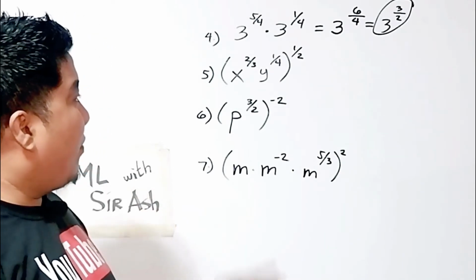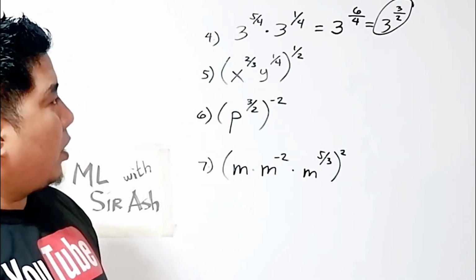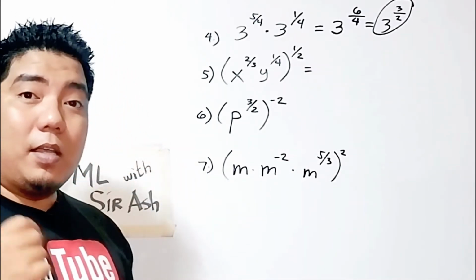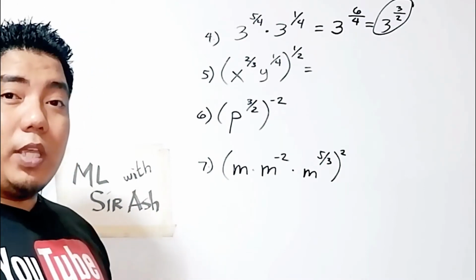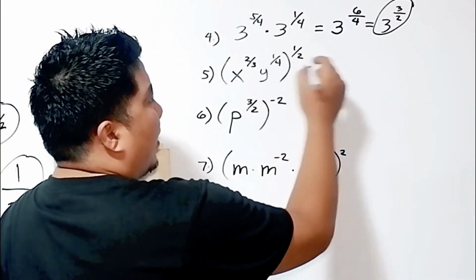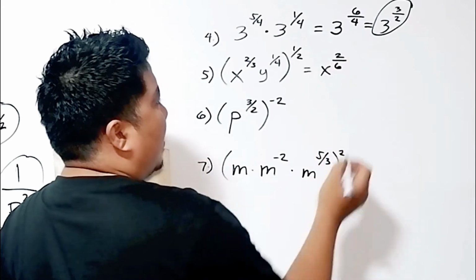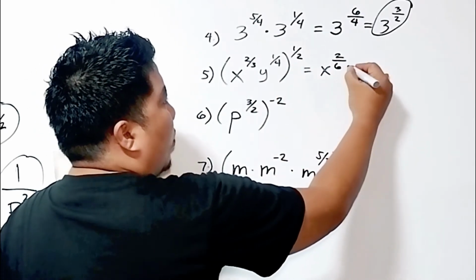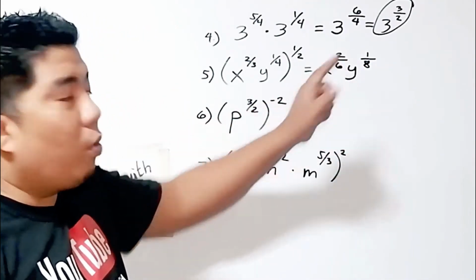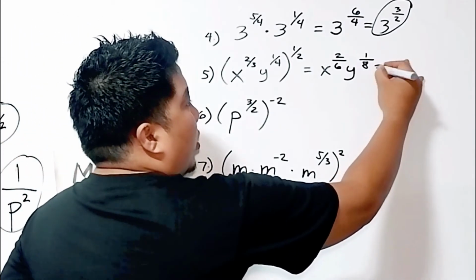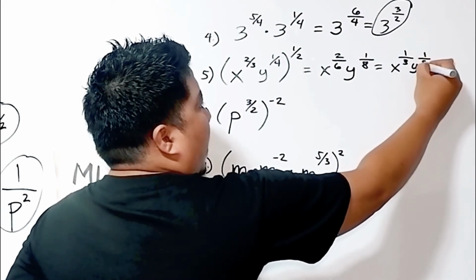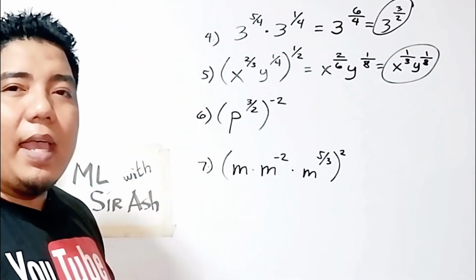Easy, right? So now we have here our fifth example. We have x to the power of 2/3, y to the power of 1/4 to the power of 1/2. So this is just the same as the product to power rule. So what we can do is we multiply the exponents. So 2/3 times 1/2, that will give us 2 over 6. 1/4 times 1/2, that will give us 1 over 8. Now, is this the final answer? Not yet, because 2 over 6 can still be simplified to its lowest term. So that will become x to the power of 1/3 y to the power of 1 over 8. And this will be your final answer.